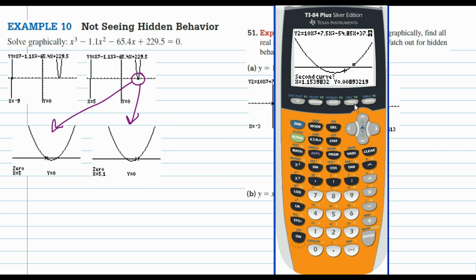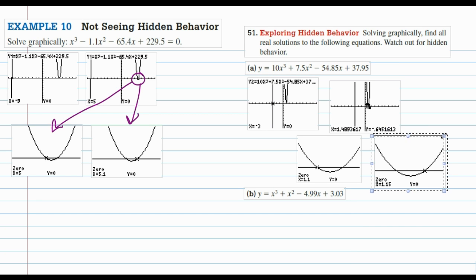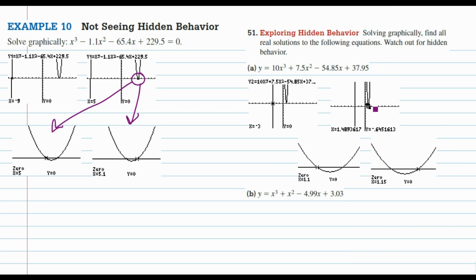No, second calc 0. What am I doing? Here we go. Left. Enter. Right, it's asking me for the right bound. So go to the right. And now it's asking me to guess. So I'm going to go right on top of where the 0 is, hit enter. 1.15. So there are the two zeros on this side, and then plus I have the 0 of x equals -3.